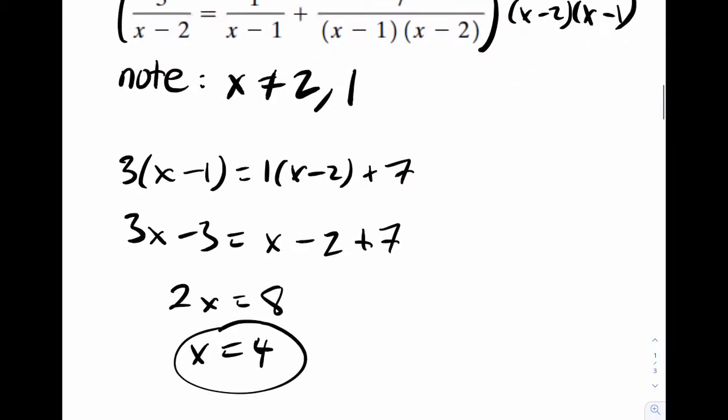Now notice how we have 4. You just want to do a quick check, right? You have your 4, look over here. It's not 2 or 1, so we're good. 4 checks out.